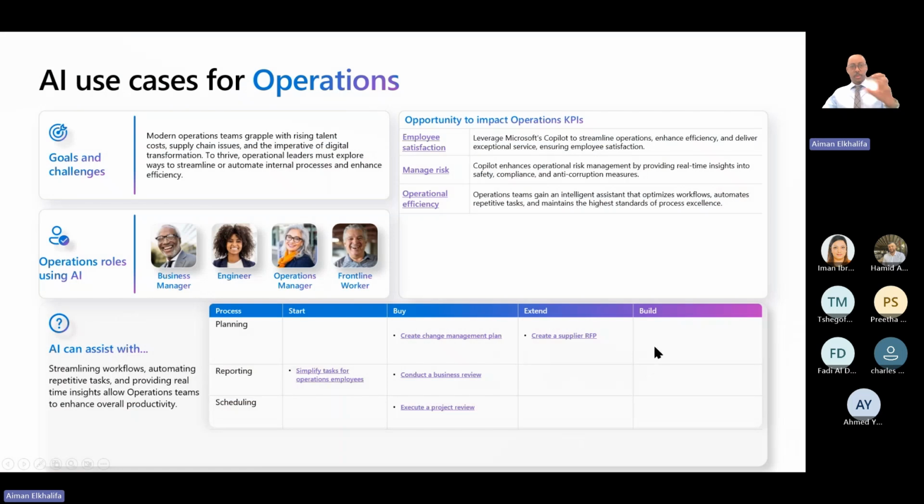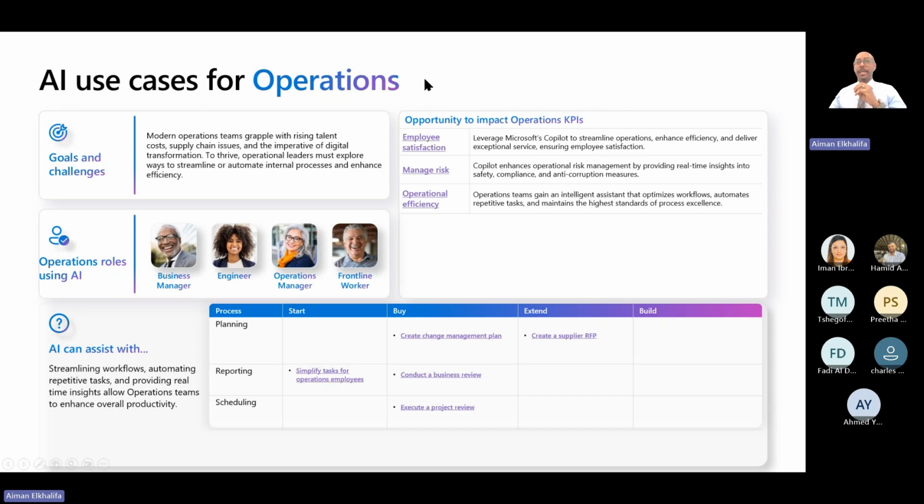The roles considered within these scenarios are maybe a business manager, an engineer, an operations manager, or a frontline worker. The opportunities and the impact on the operations KPI discussed during those scenarios are as follows: increasing employee satisfaction, managing risk, and operational efficiency.